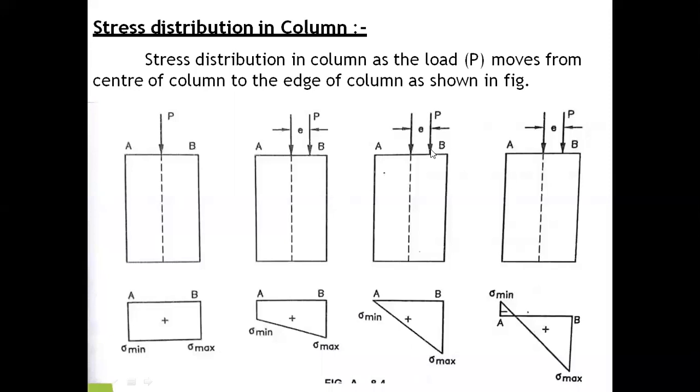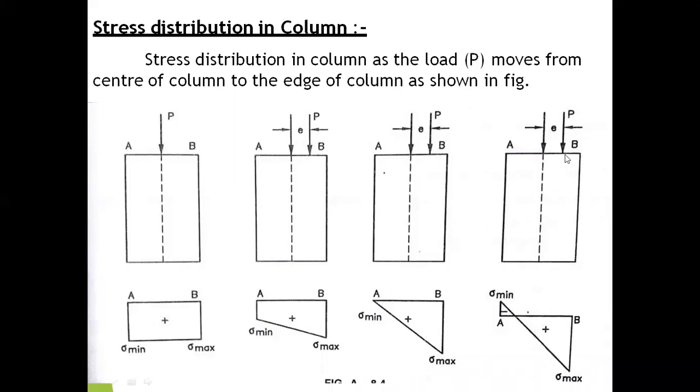Now move your load further away from the center of gravity of the section. Then your stress distribution will vary from trapezoidal to triangular, where the stress at edge A will be zero and the maximum stress will be at B. These four pictures are different: the second picture is just far away from the center, the third picture is still more, and the fourth picture is almost at the edge of the column.